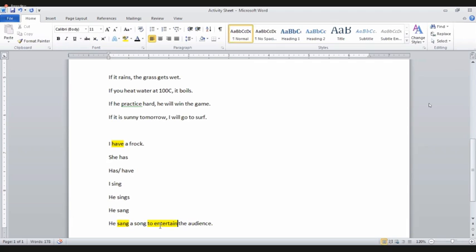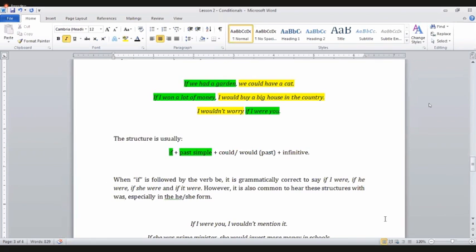When it is an infinitive, we don't change it. Only the main verb we change according to the subject and the tense. Okay? So this is for your extra knowledge. So don't get much confused with it. So for this lesson, you should know what an infinitive is. Now here, look at the first sentence. If we had a garden, we could have. So here we don't change the verb, we keep it as it is. So it is have a cat. This is called infinitive. So could or would plus infinitive.